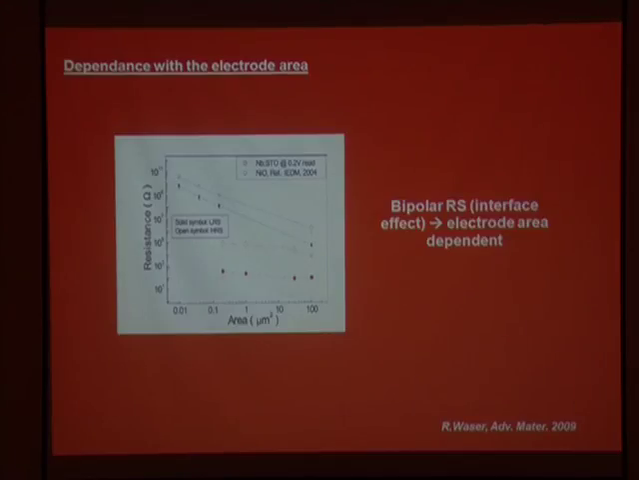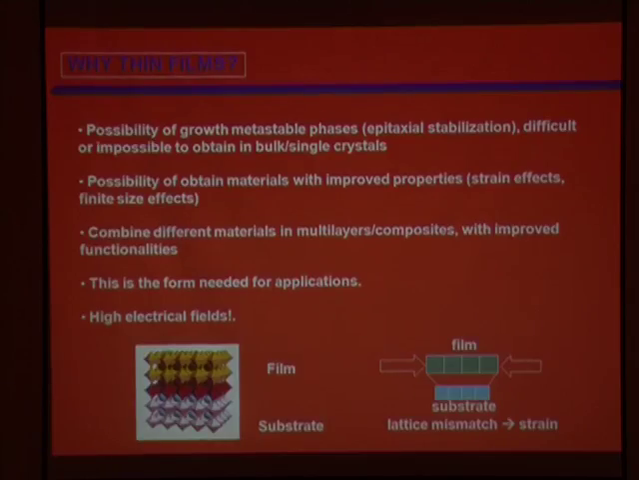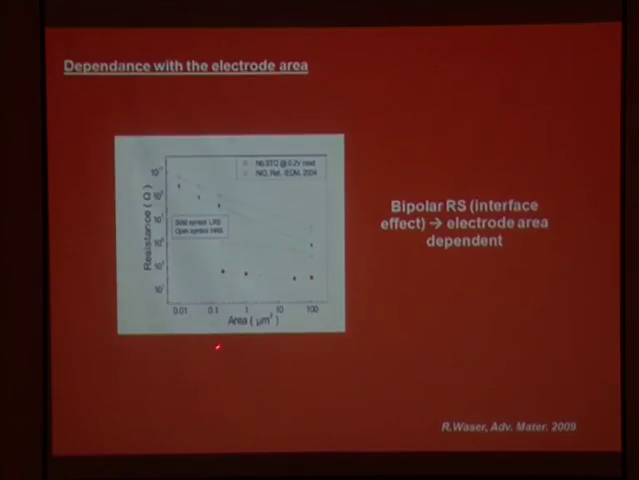One thing that I would like to remark is that these two kinds of resistive switching mechanisms can be described or identified by plotting the resistance of the low or the high resistance state as a function of the area of the electrodes. In the case of the interface effects, there is a clear correlation between the resistance and the area, while in the case of the filamentary effect, you expect no dependence.